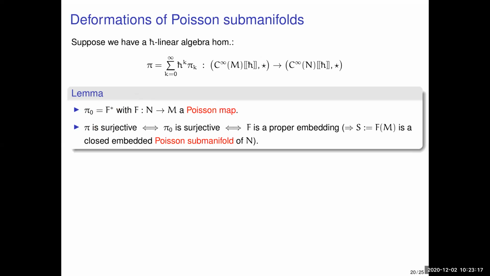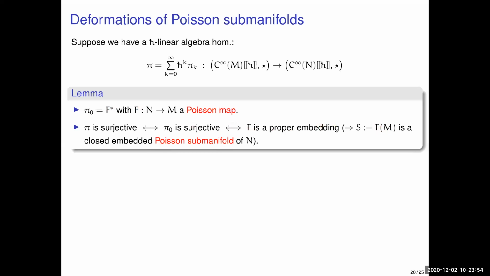Pi surjective, like it always happens with formal deformations, there are properties for which it is enough that they hold at order 0. So pi surjective if and only if the 0 order part is surjective, and we know that pi 0 surjective means F is a proper embedding. So the image of F is a closed embedded submanifold, not only a submanifold, but a Poisson submanifold because of the first property.